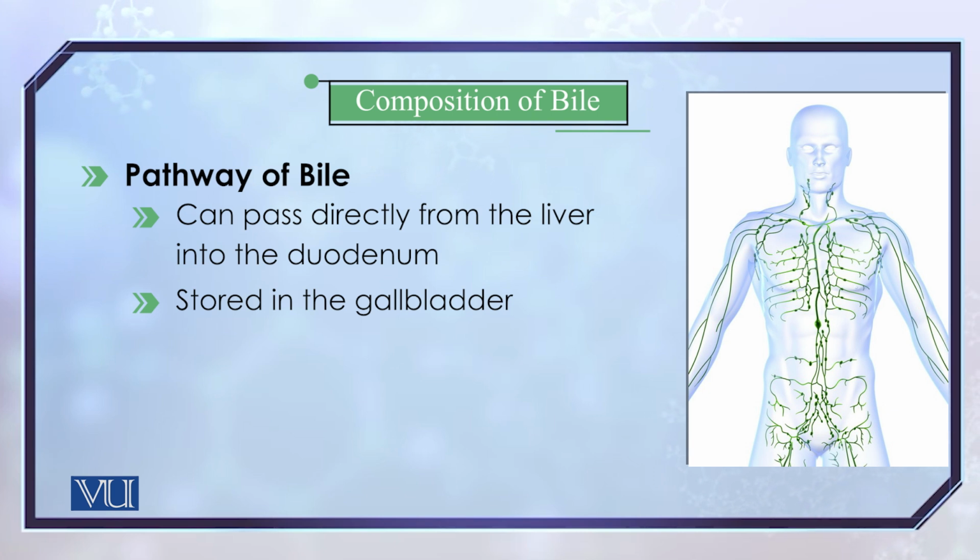It is stored in the gallbladder. The bile is stored mainly in the gallbladder. That's why the gallbladder is the storing organ of the bile.